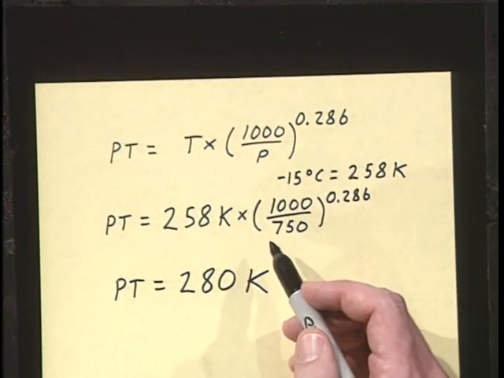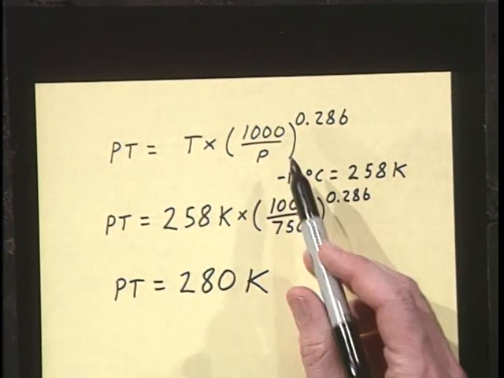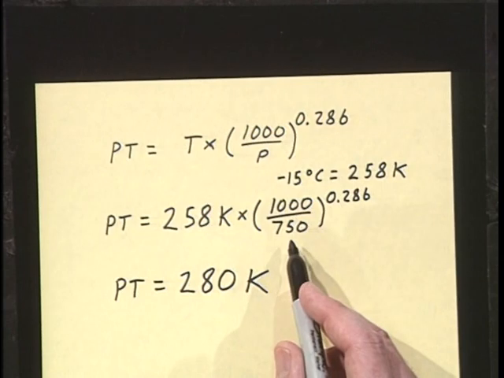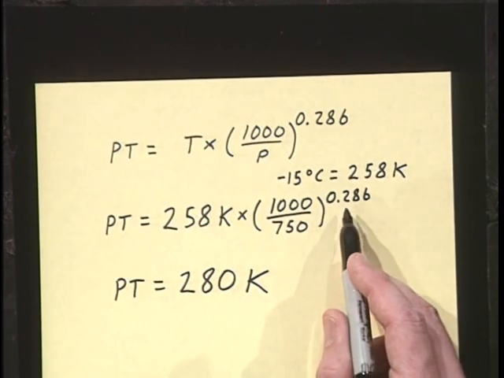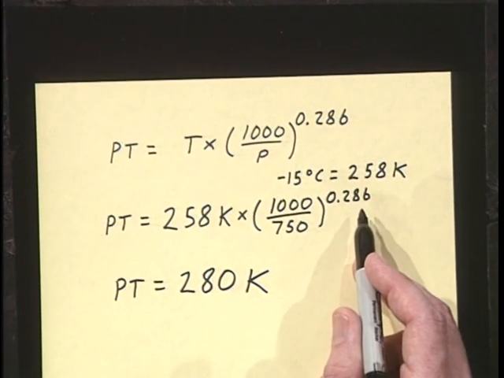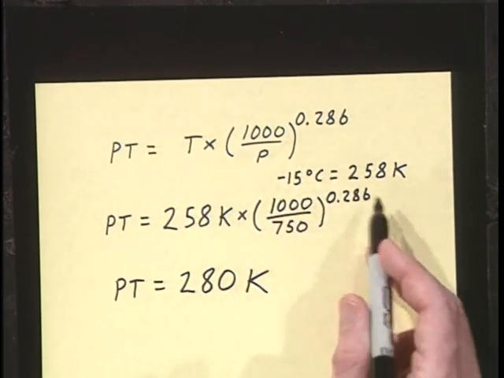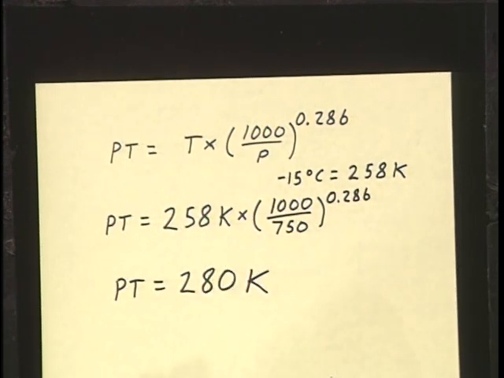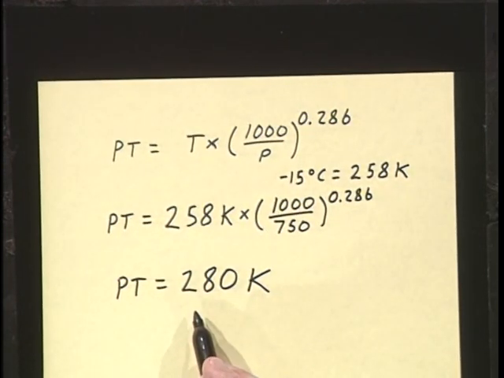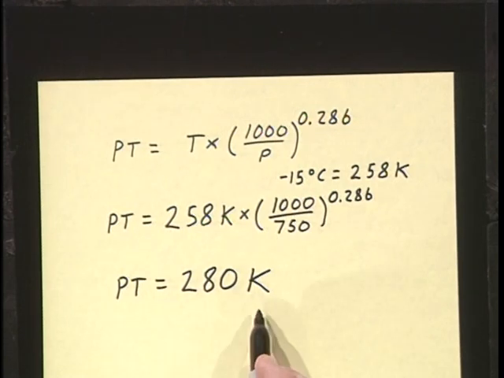Our P was 750 millibars, so we have 1,000 divided by 750. We'll get a number there. And then we raise that to the 0.286 power, and that'll produce one number on our calculator, and then multiply that by the 258, and that'll give a value of 280 Kelvin for the potential temperature.